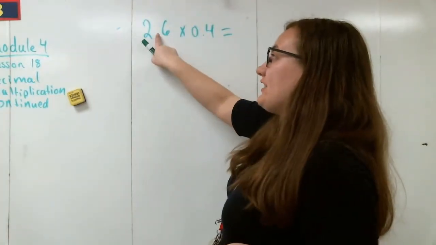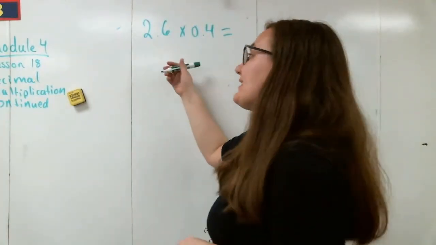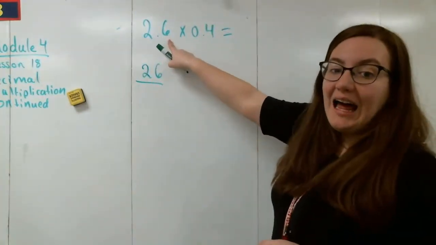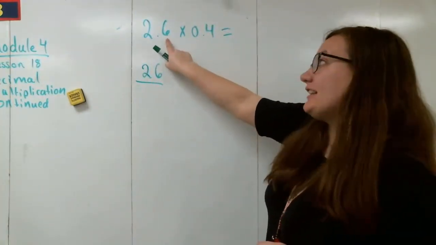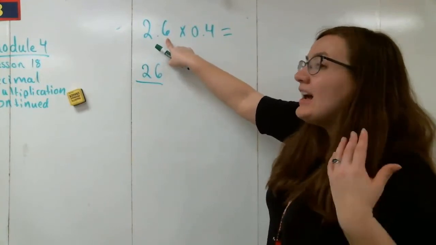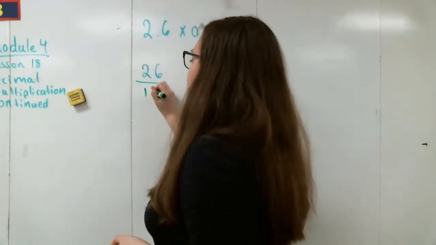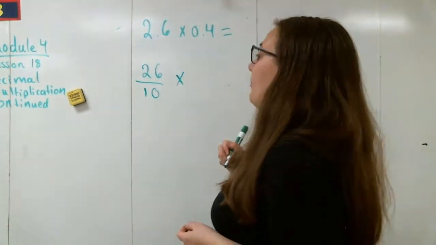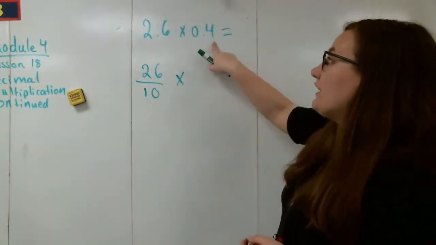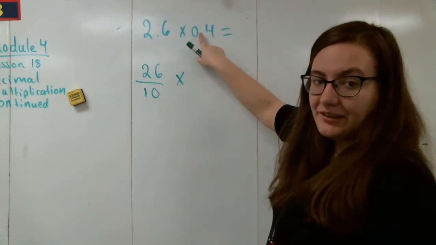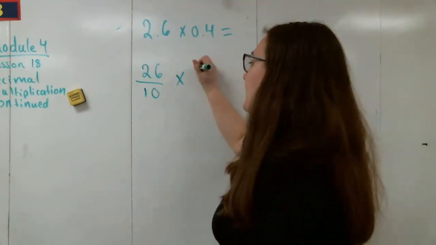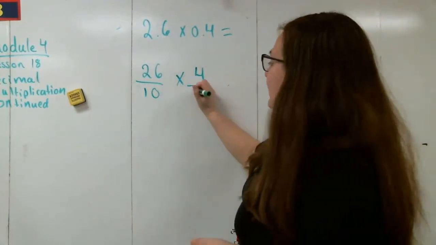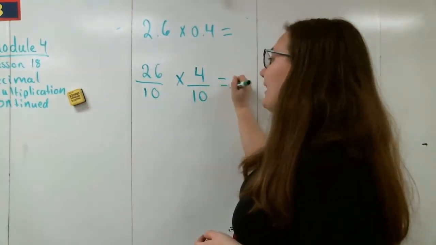So I'm going to take a look at this number. It looks like 26. So that will be my numerator. I take a look at the last place value that I see. The last place value I see in this number is tenths. So I'll write a 10 right underneath that. And then I'll multiply it by, over here, I see that I have a 4. Without the decimal, it still just looks like a 4. And the last place value is tenths. So I'll put 10 right there.